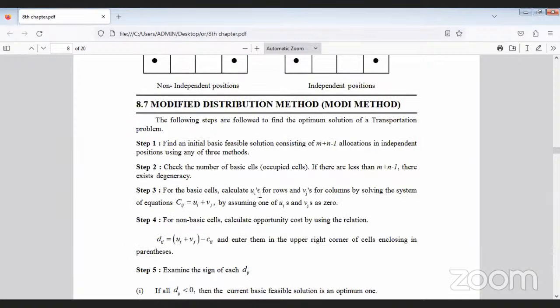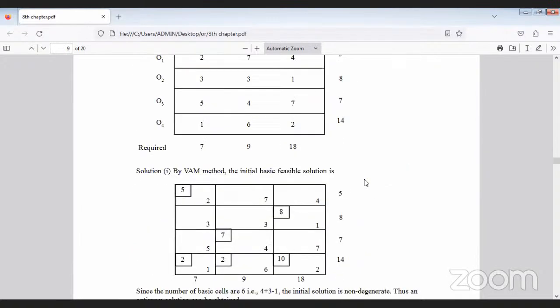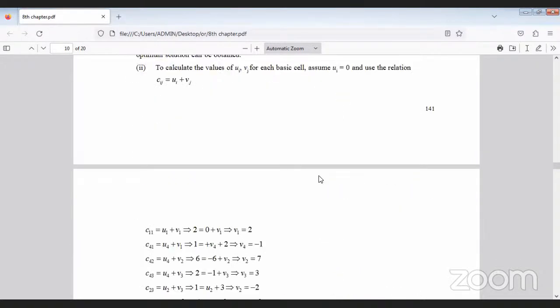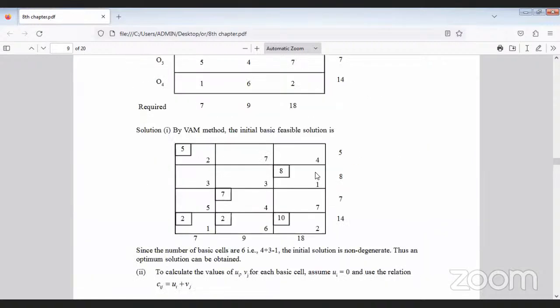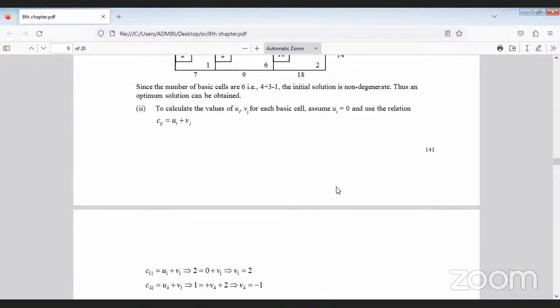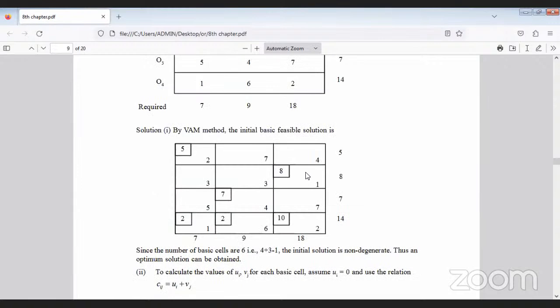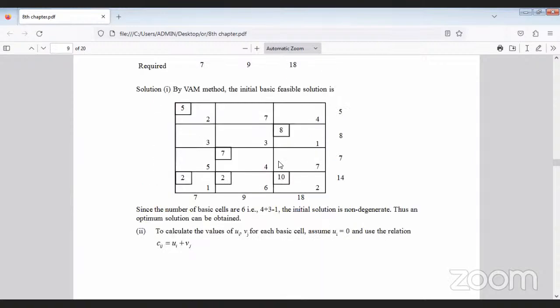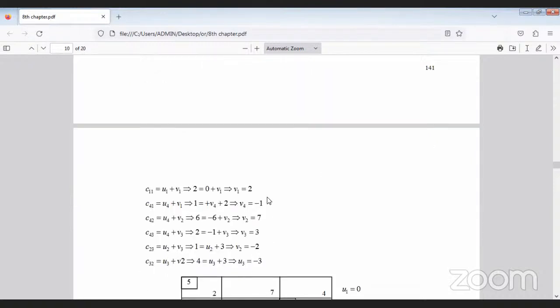ఇక్కడ చూడండి, స్టెప్ 1 Cij is ui plus vj. ui is rows and vj is columns. ఇప్పుడు చెప్పండి, u1 plus v1 ఏమైతుంది? 2 కదా సార్? ఎట్లా? 0 plus 2. u1 అంటే 0. So u1 is equal to 0, therefore v1 is equal to 2.